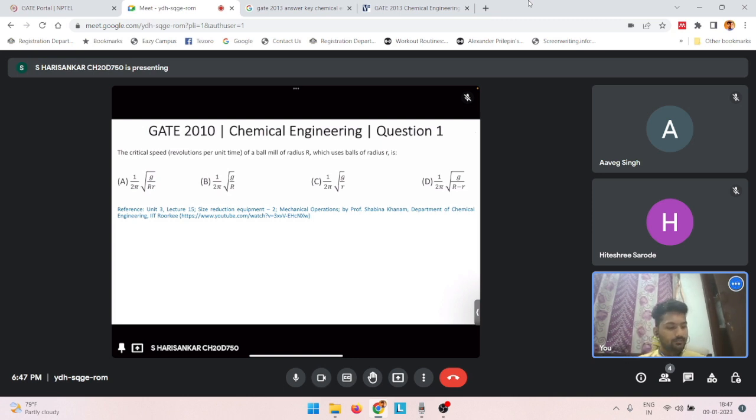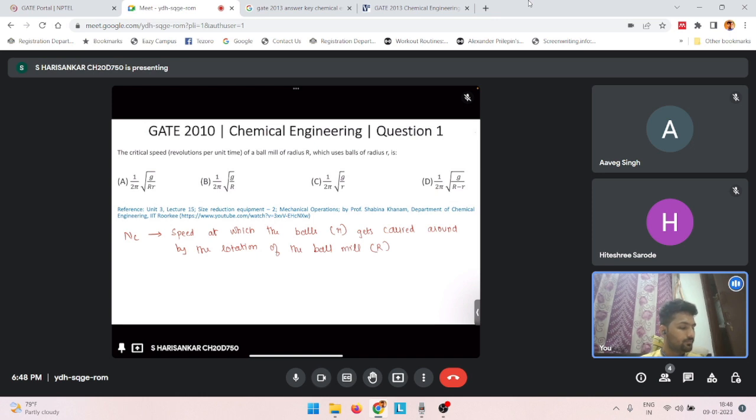By definition, critical speed, which is also represented as Nc, is the speed at which the balls of radius r get carried around by the rotation of the ball mill, which has a radius capital R.